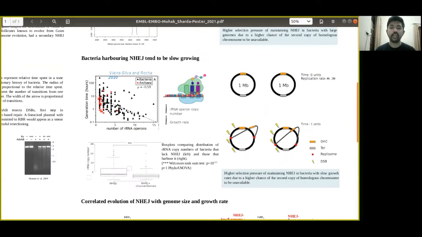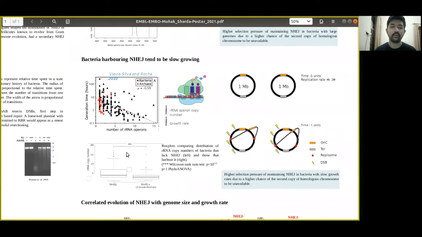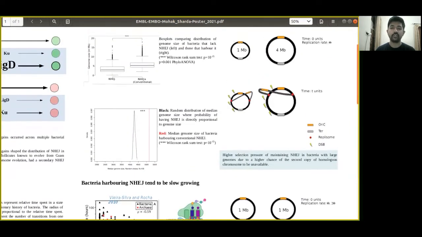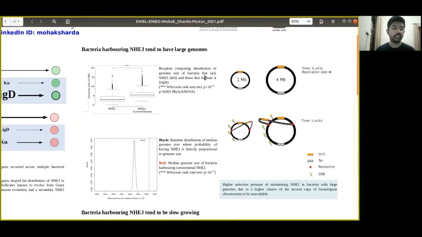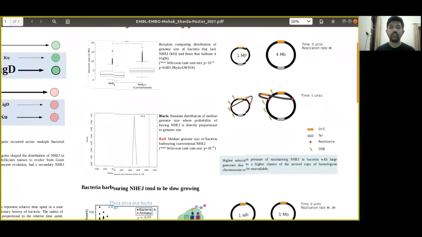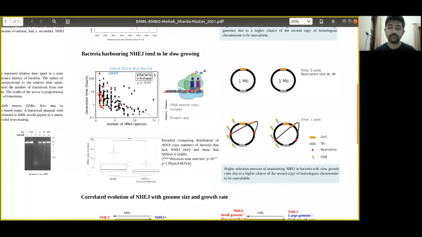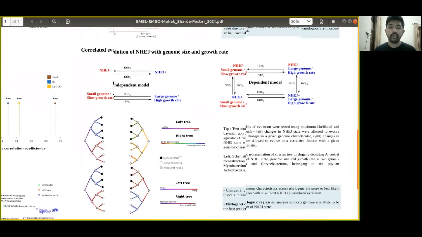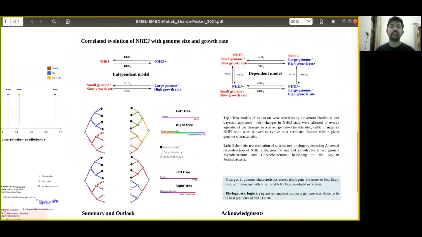We also find that the organisms that have NHEJ tend to be slower growing compared to the ones that lack it. However, when we control for phylogeny, this effect still holds true for the association between NHEJ and genome size, but does not hold true anymore for growth rate and NHEJ. We also did a correlated evolution analysis, and we find a signal for NHEJ with genome size and NHEJ with growth rate with respect to correlated evolution. However, when we do a phylogenetic logistic regression, we find that genome size alone is a better predictor of NHEJ, and growth rate is not to that much extent.